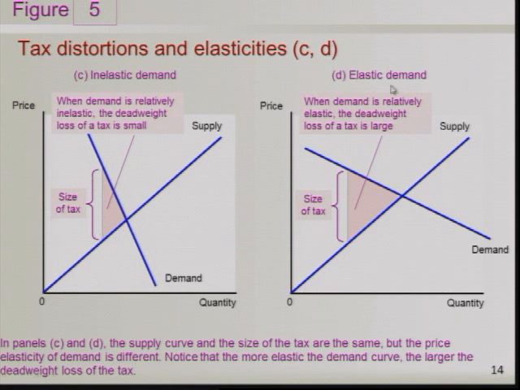Elastic, we're able to respond, we're able to change, we're able to switch to something else. And so the quantity from before to the quantity after is going to be pretty big. And because of that flat shape of demand or supply, whatever we're talking about, we're going to have a bigger triangle there.